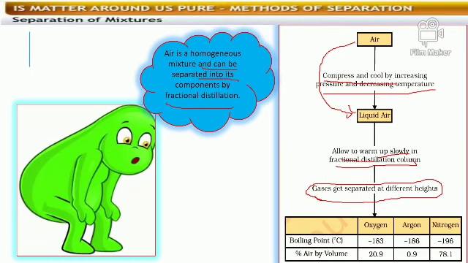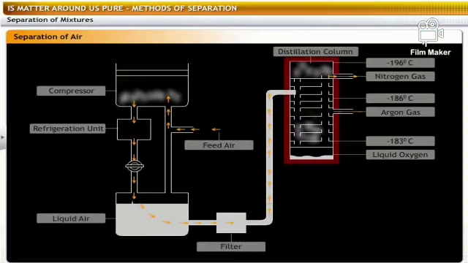You can see, different chambers are made here, so different gases will be obtained. In this picture you can easily understand. So here is the inlet of air. The air goes to the compressor where the air is compressed, moves through the refrigeration unit where the temperature goes down, and the air is converted into liquid form here.